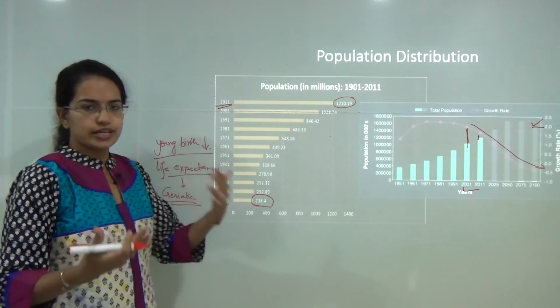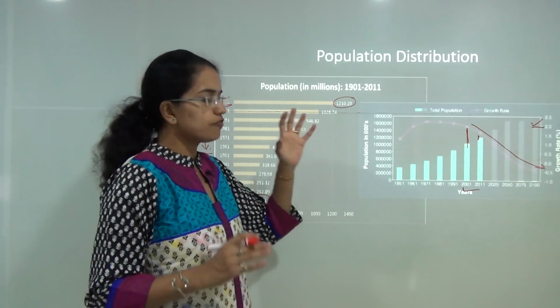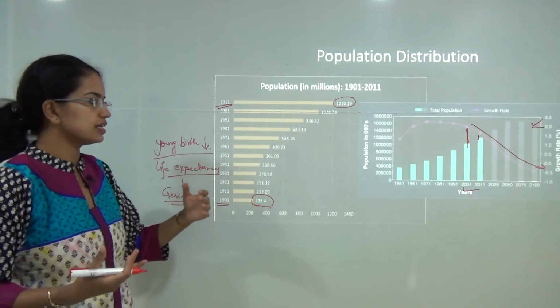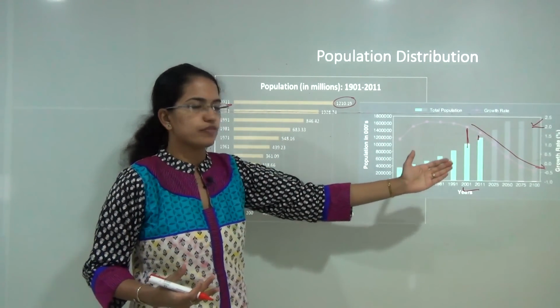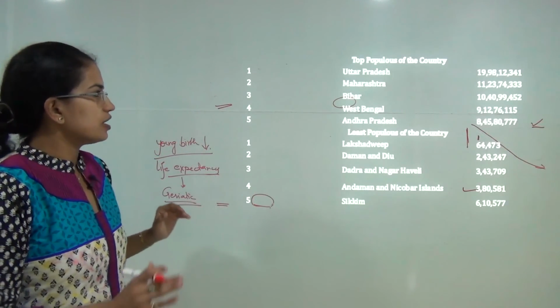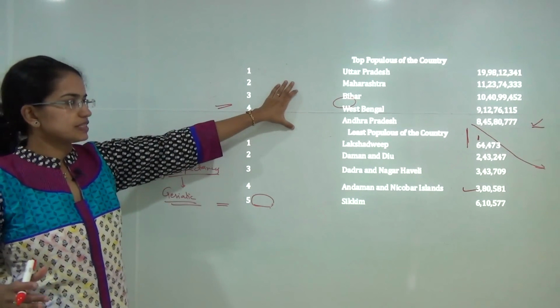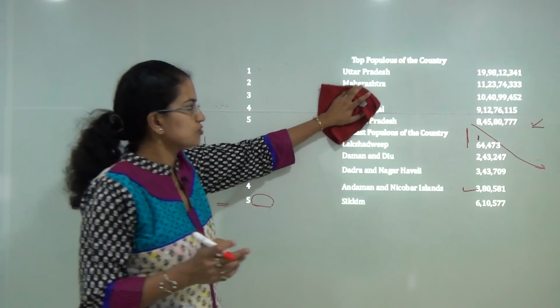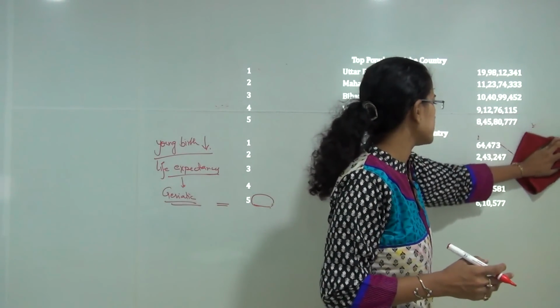That's the old age population. So the focus for medical issues, health issues would increase as you move forward in the century. Now if we look at the top 5 states that we talk about, we already said these are the top 5 states which account for more than 50% of the population.